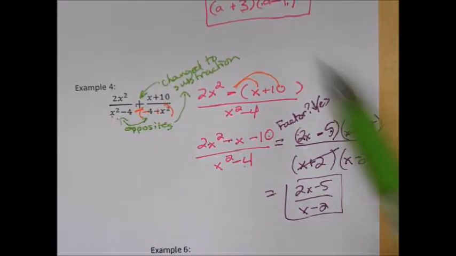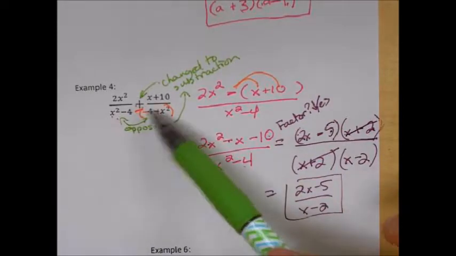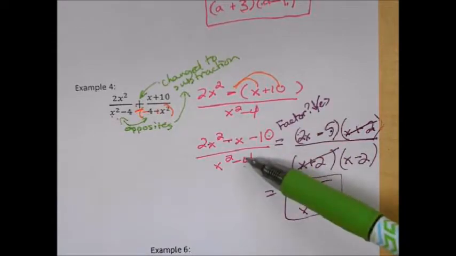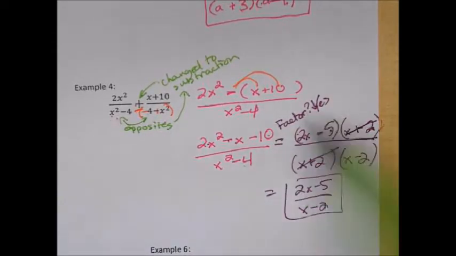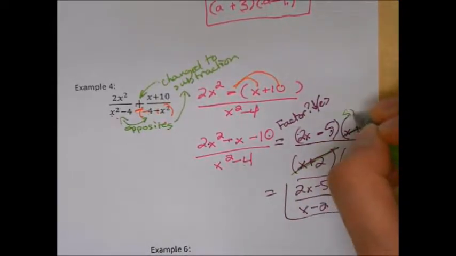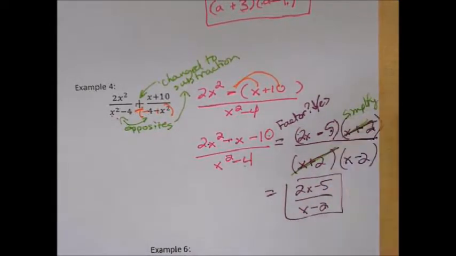So again, we changed this to subtraction because these were opposites. We did our subtraction. We noticed that we could factor. Then we simplified. And then we have our final answer.